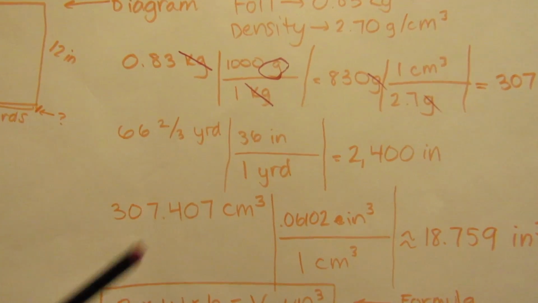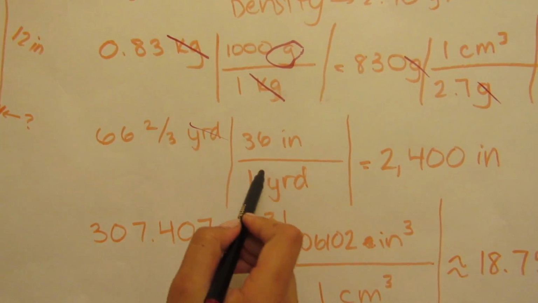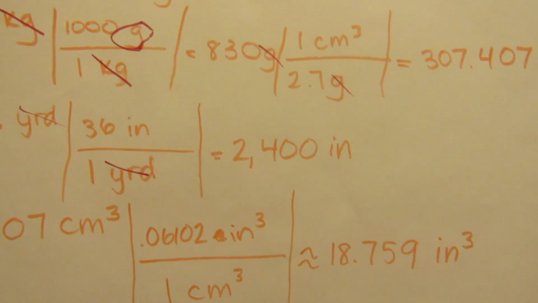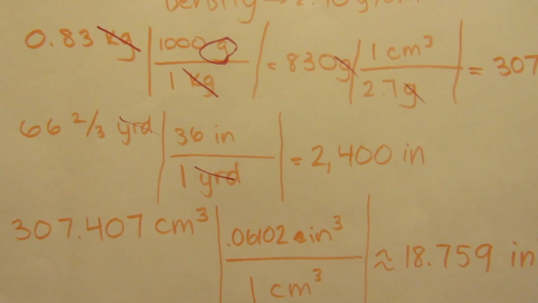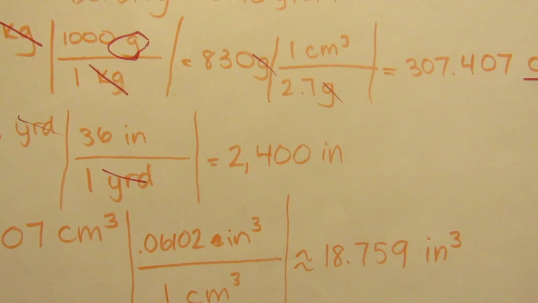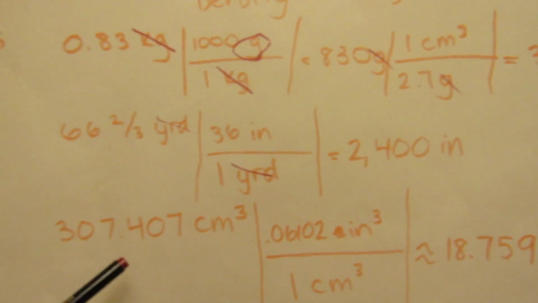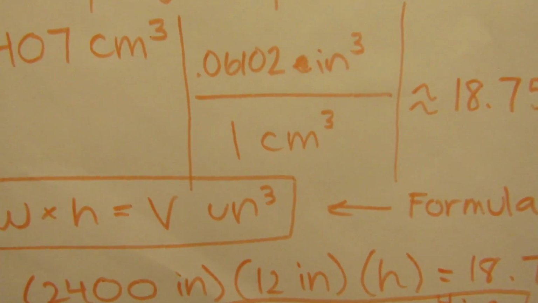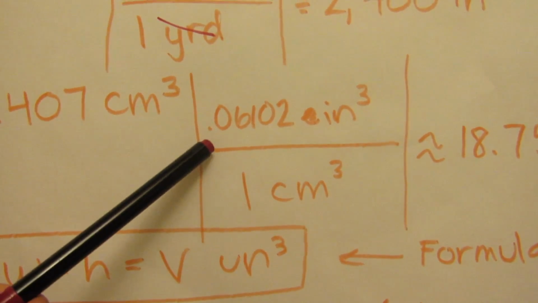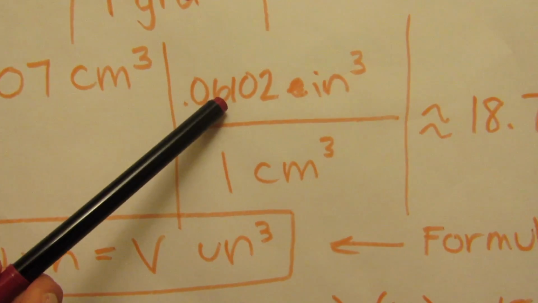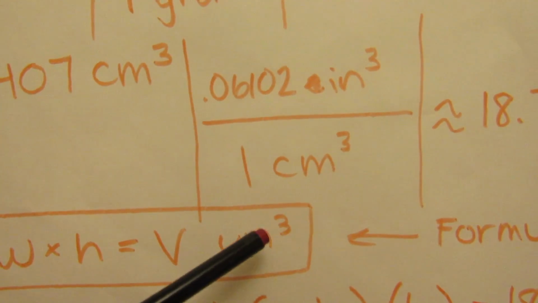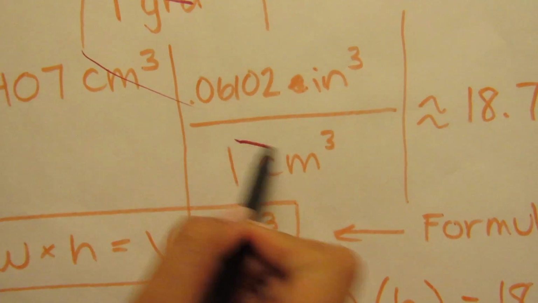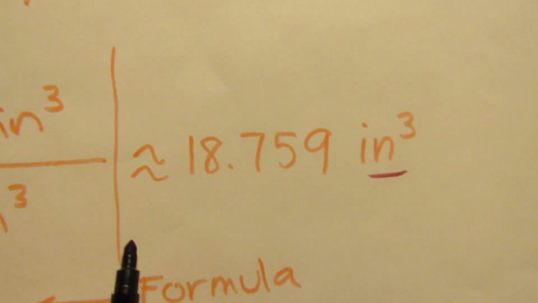Now we have to convert the 66 and 2/3 yards to inches. I did my dimensional analysis where yards cancel, because there's 36 inches in 1 yard, and you get 2,400 inches. To convert your original answer of 307.407 centimeters cubed, you have to look up, because you don't know how many centimeters cubed there are in inches cubed. Google told me that it's 0.06102 inches cubed for every centimeter cubed. So when you cancel out the centimeters cubed, you're left with inches cubed, approximately.